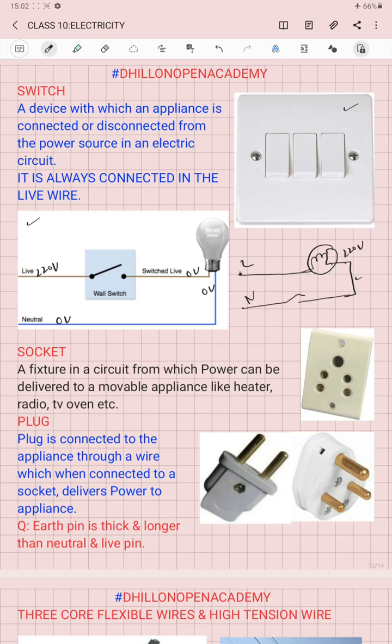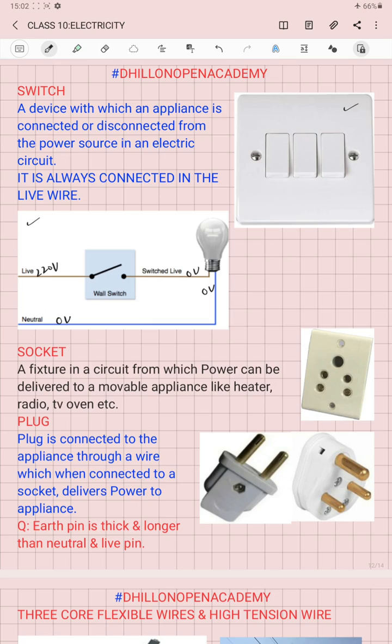So the function of the switch is not only to turn the circuit on or off, but also to keep the appliance always at 0 volt potential whenever the switch is in the off position. In order to perform this function, switches are always placed in the live wire, not in the neutral wire.